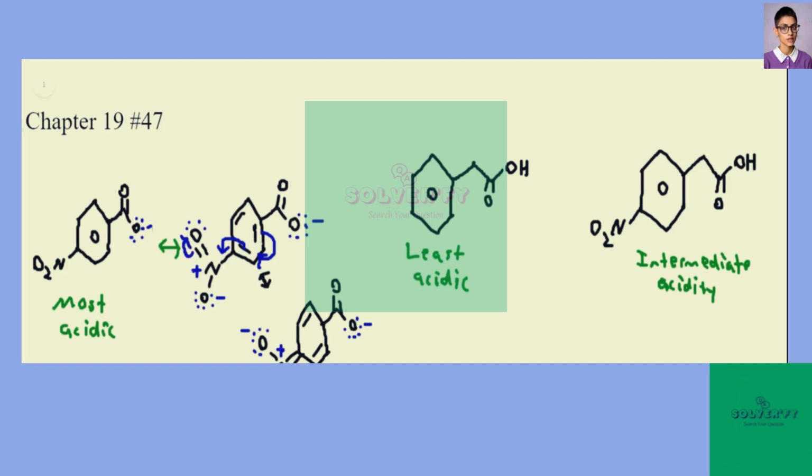And so if we do that, we end up with a positive charge on this carbon. And so now we have a positive charge and a negative charge that are closer together, and so they're going to help to stabilize one another. And so for all of those reasons, that makes this first molecule here by far the most acidic. And that's the answer to chapter 19, problem number 47.